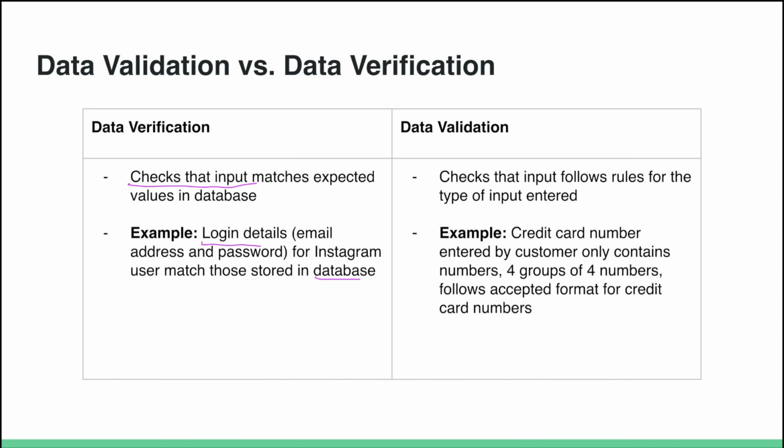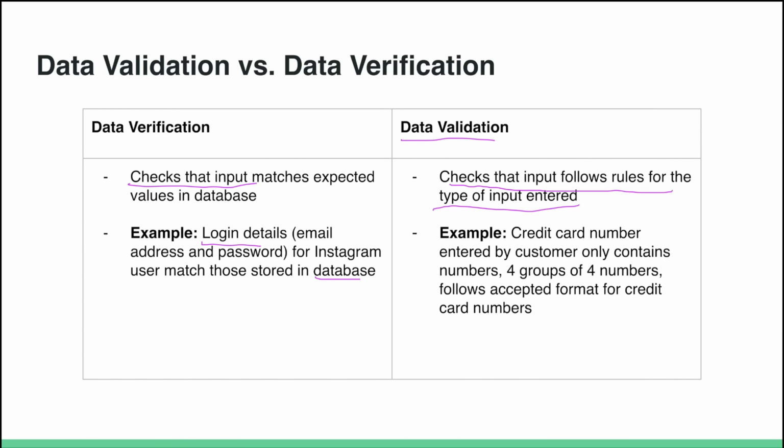Data validation actually does take place inside the database. Data validation means checking that input follows rules for the type of input entered. For example, if we were entering a credit card number in a database, based on the rules that we've specified, it's going to check whether that credit card number is of a certain length, whether it contains integers, whether it follows the correct format. And that can be automated in a database. Now, data verification, I don't really see that as being automated within the database, but the database is definitely used for data verification.